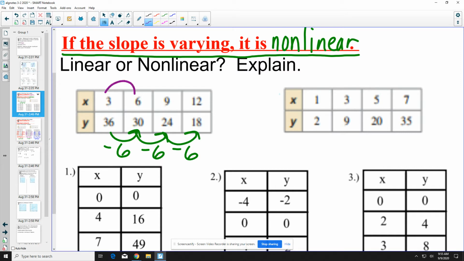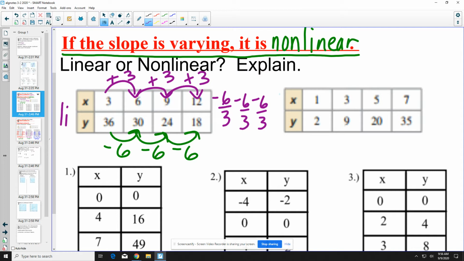Now I'm going to look at the pattern with my X's. From 3 to 6, I add 3. 6 to 9, I add 3. 9 to 12, I add 3. Remember, slope is the change in Y over the change in X. So first my slope is negative 6 over 3. And then it's negative 6 over 3, and then it's negative 6 over 3, which all equal negative 2. So this example shows that the slope is always negative 2. That means it's the same, or constant. If I graph these points, it would be a straight line. This is linear. Okay, I don't want to graph. I just want to look from a table, though.